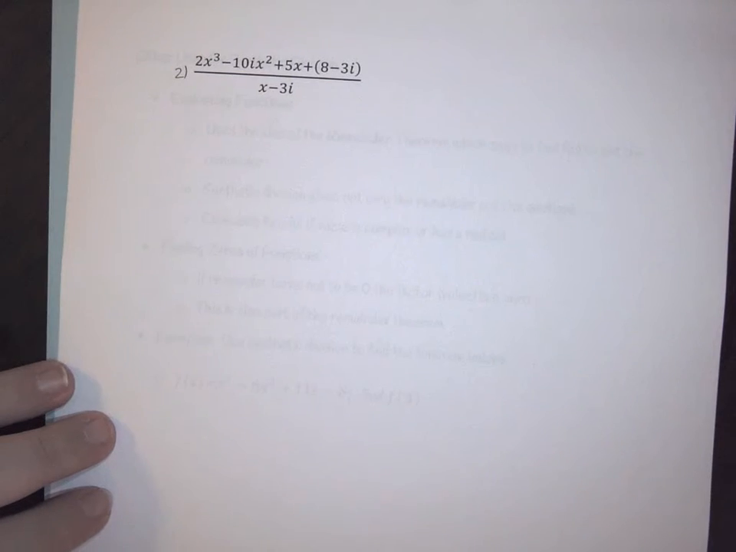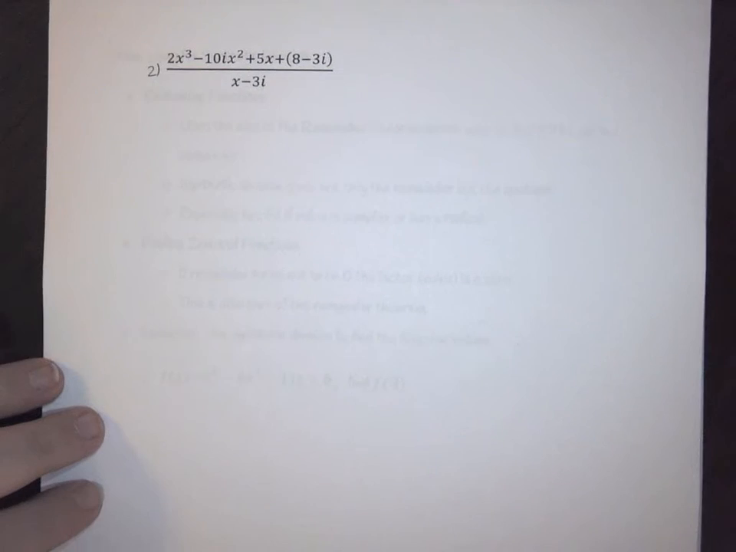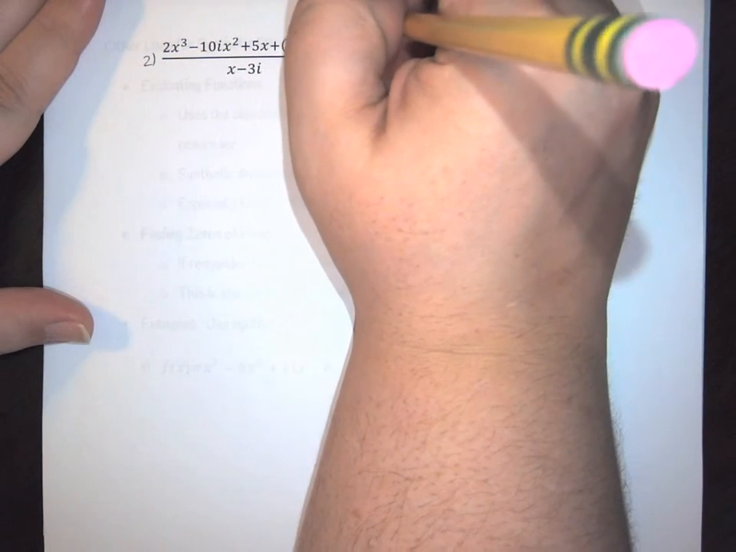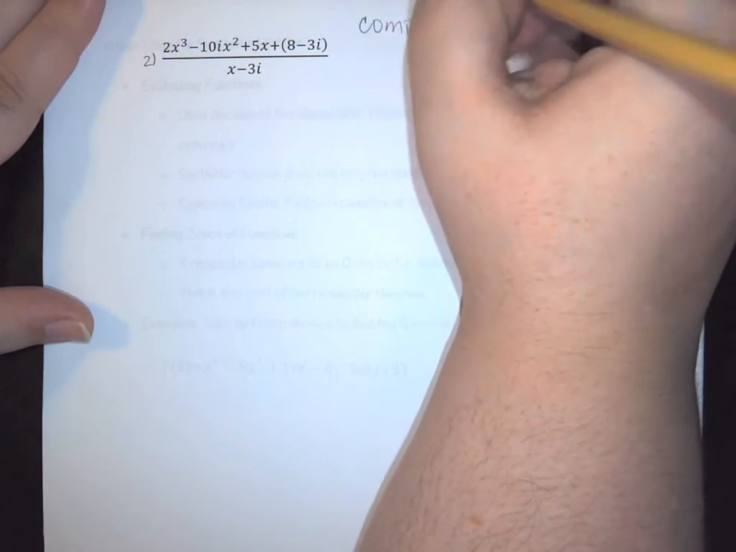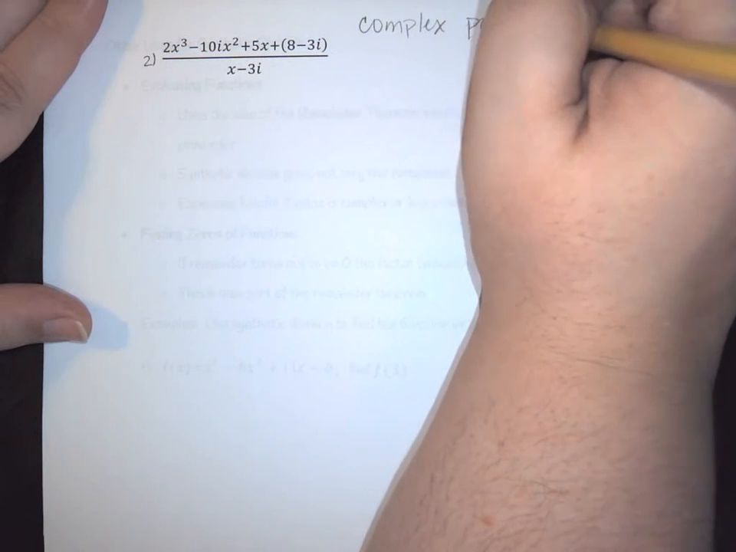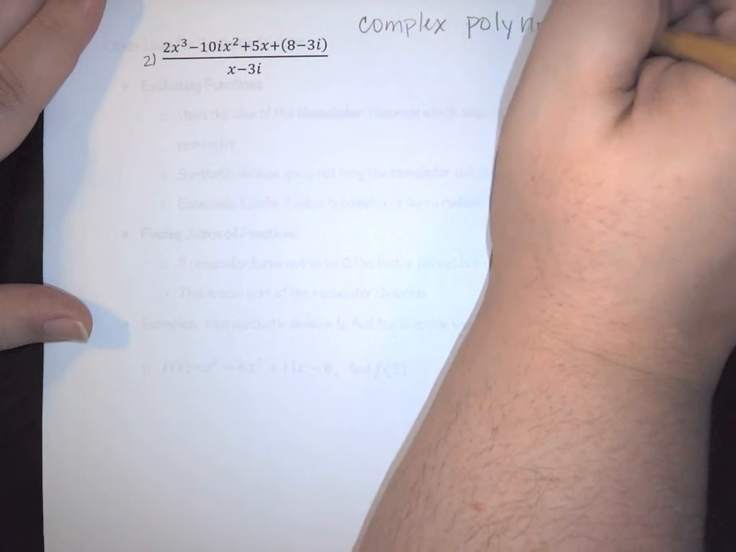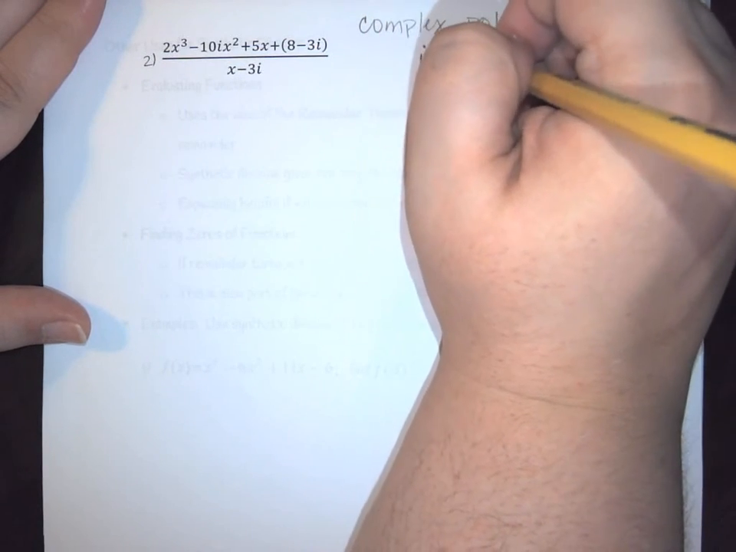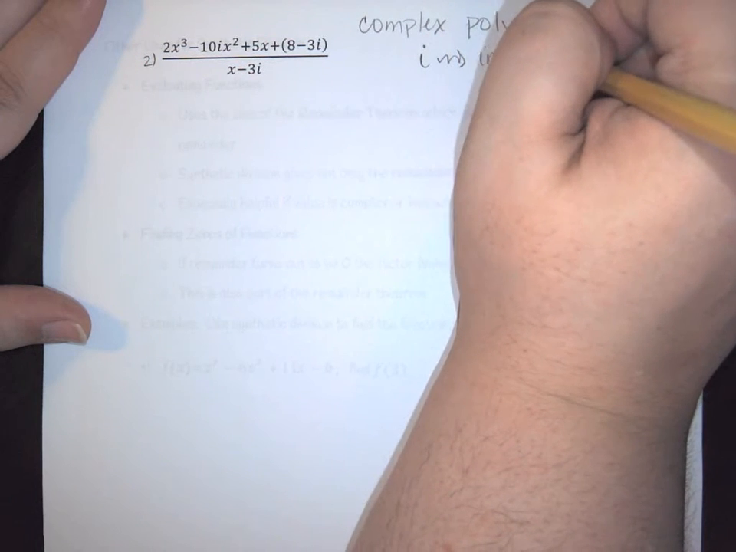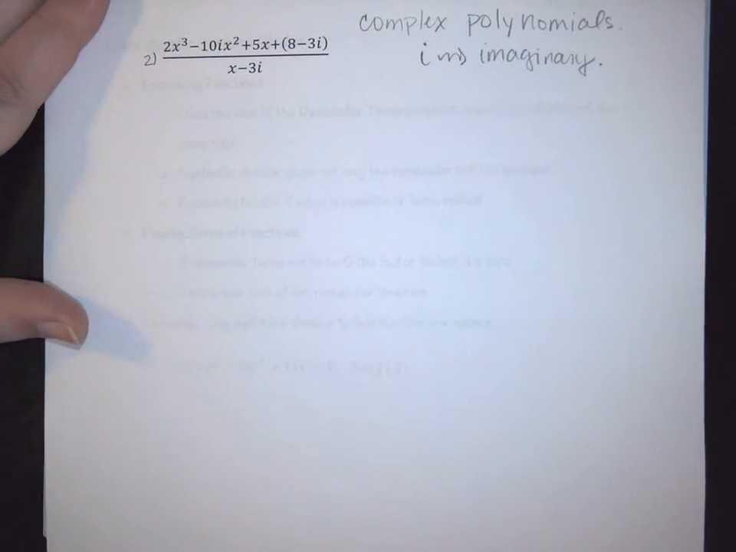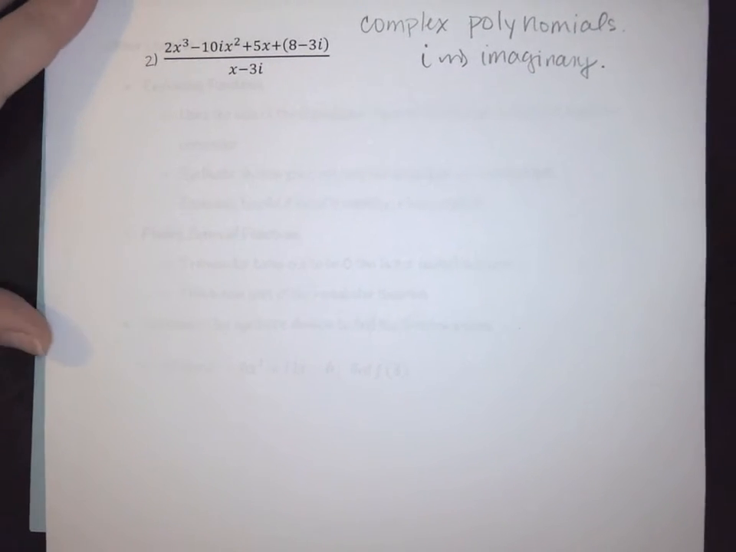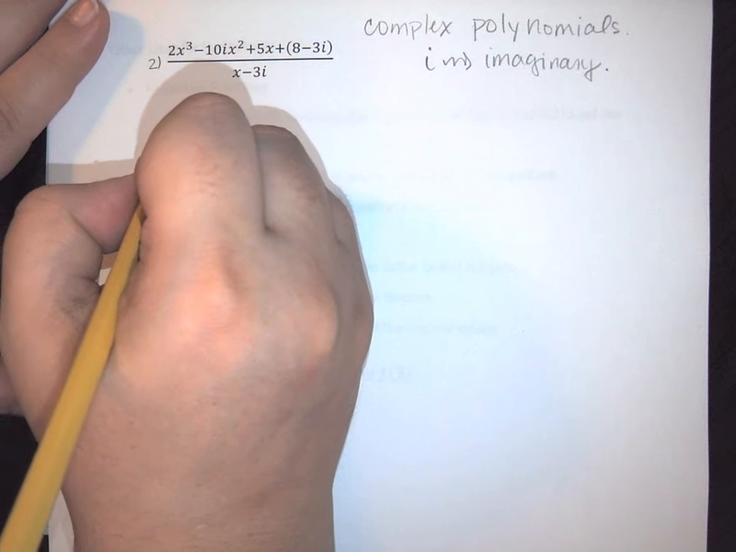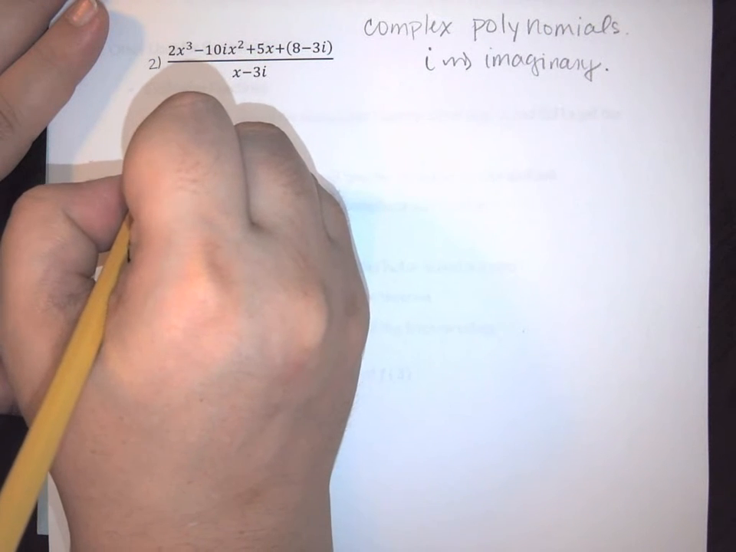Okay, let's look at another one. Notice here I have imaginaries, or complex numbers. These are complex polynomials, where the i means imaginary. We can still do the same thing. Here, again, I can still set up my box.